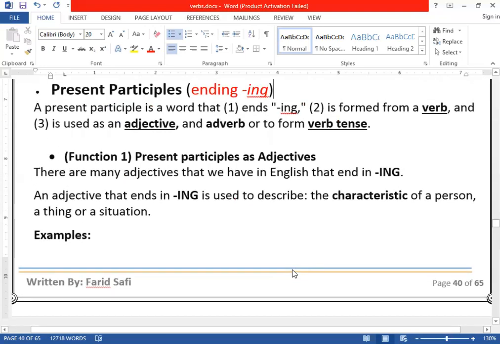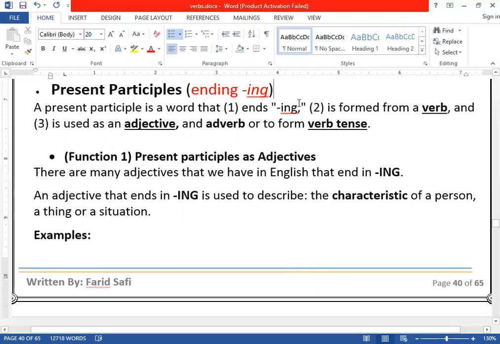And the present participle form of the verb, it has got how many functions? It has got 4 functions. It can function as a noun, it can function as an adjective, it can function as an adverb, it can function as a verb itself. Present participle can be used as a verb, an adjective, an adverb, and the third one is a noun. Clear? So let's talk one by one.